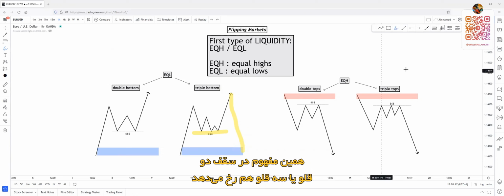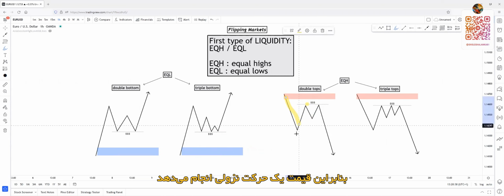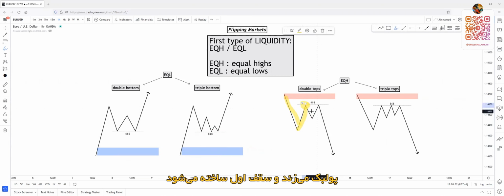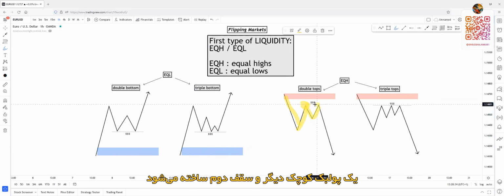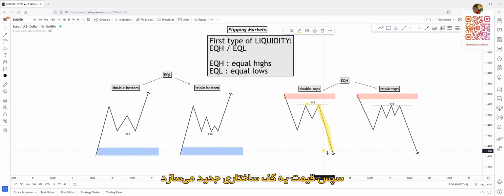The same scenario happens with the equal highs, the double taps and the triple taps. The only difference is that it's formed on the upside and not on the downside. So price created a downside movement, a pullback, created the first tap, a little pullback again, created the second tap, equally lined up taps. After this, price will create a new structural high.